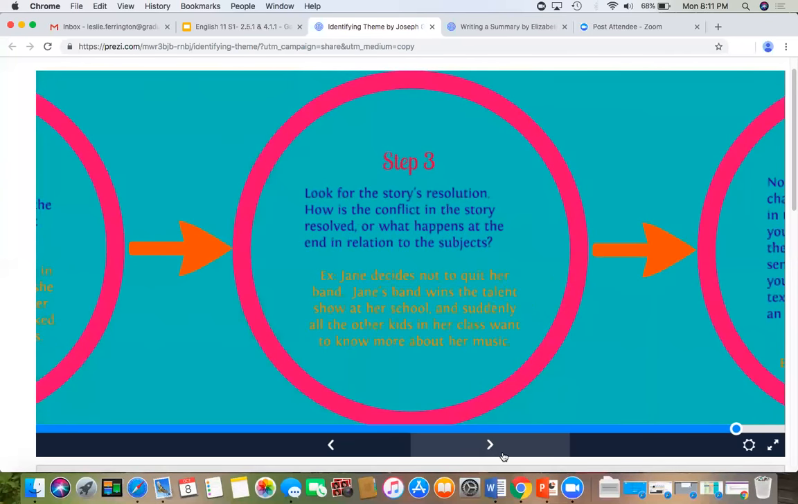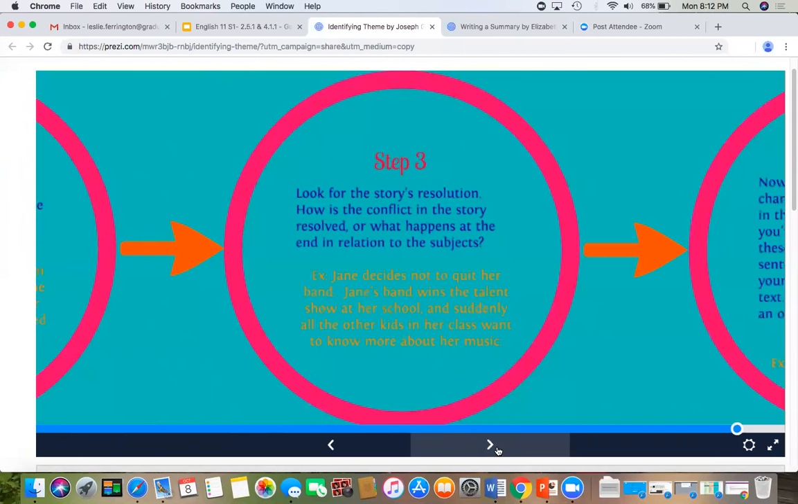Step 3 is look for the story's resolution. How is the conflict in the story resolved, or what happens in the end in relation to the subjects? So, for example, Jane decides not to quit her band. Jane's band wins the talent show at her school, and suddenly all the other kids in her class want to know about music.